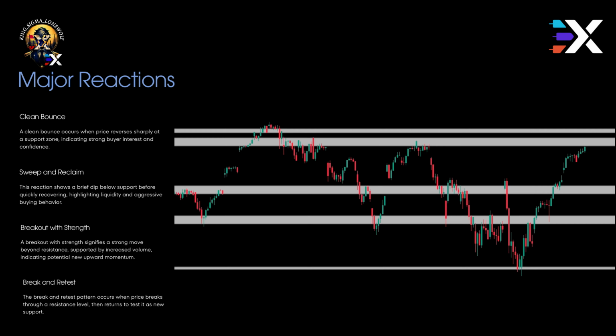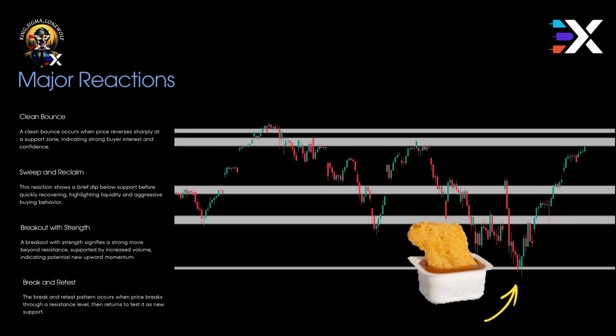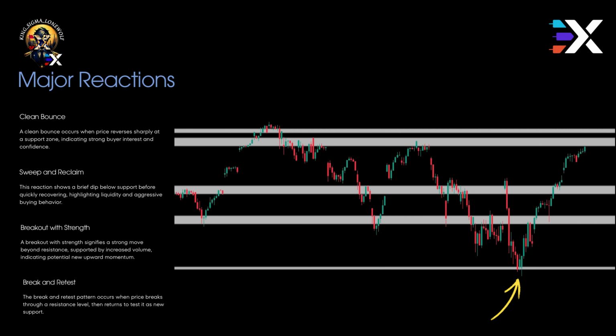A lot of people get confused about sweeps. Give us the simple version. A sweep is just price dipping under support or above resistance long enough to hit the stops. The important moment is the snap back. That snap is the reclaim, and that is the real signal.